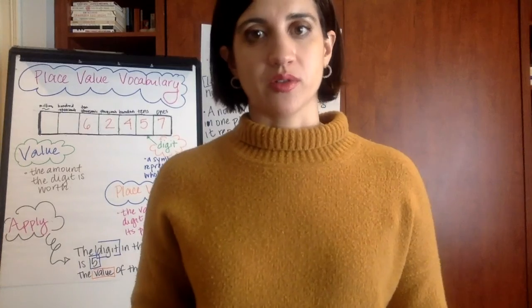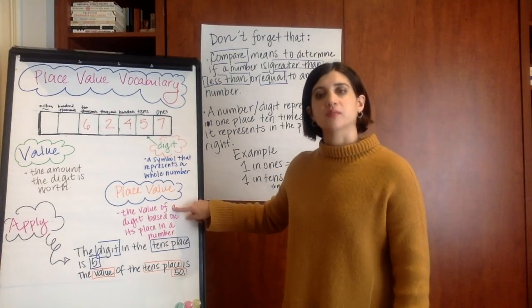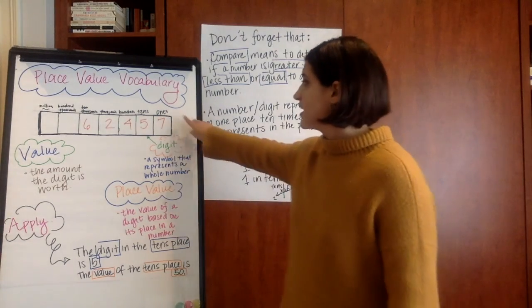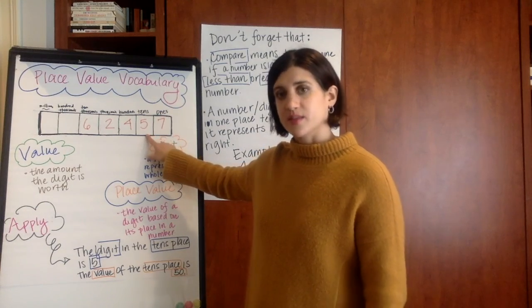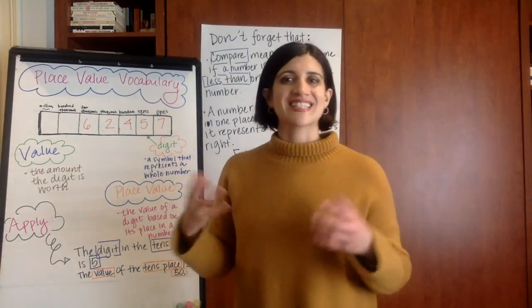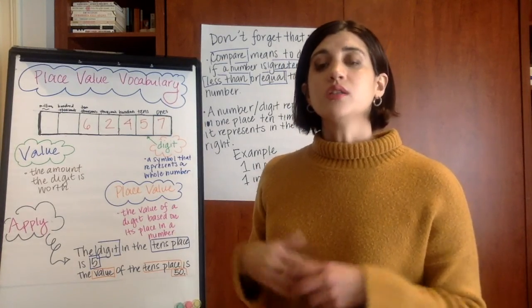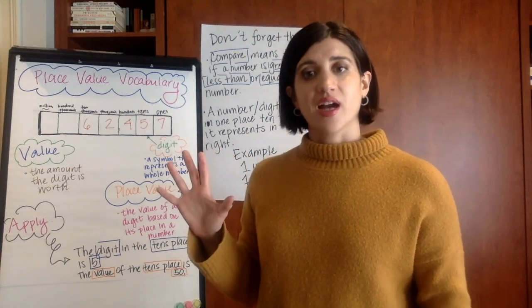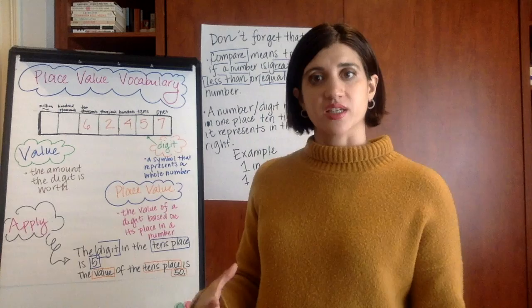How do I know how much it's worth? By where the number is located on the place value chart. So when I look at my place value chart, I realize that I have, for example, a 5 in the tens place. That 5 is the digit. It's the whole number represented in a symbol. But I also know that if I have a 5 in the tens place, it is actually worth, its value is 50.